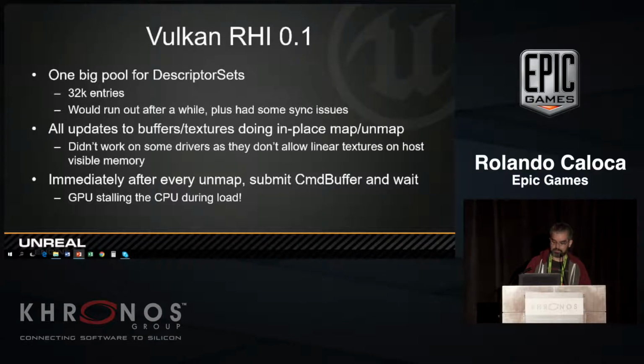Our very first version of Vulkan, our Hello World Vulkan, basically, wasn't very great, but it was enough to start playing with the API. Originally, we had one big pool for descriptor sets. We just had 32,000 entries, and after a while, we'd run out. We had problems with synchronizations. Any updates to buffers and textures, we were doing in-place lock-on-lock or map-on-map. This didn't work on some drivers because some GPUs can't read linear textures, and you can only map linear textures.